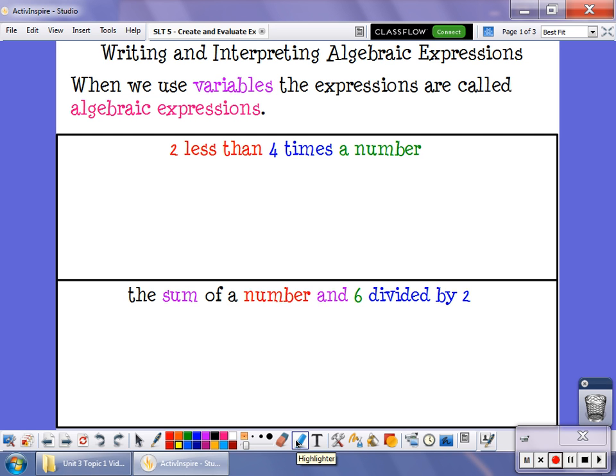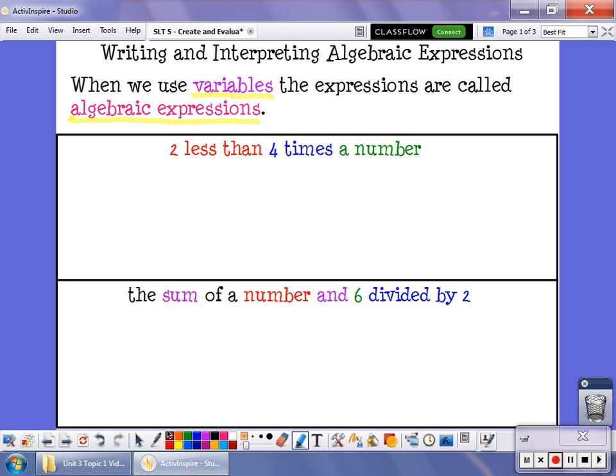When you use variables in expressions, they're called algebraic expressions. And it's really important for you to be able to write and interpret algebraic expressions, especially when you're solving word problems. Now, the key to writing an algebraic expression is to break down your statement one bit at a time and think about what each part means.